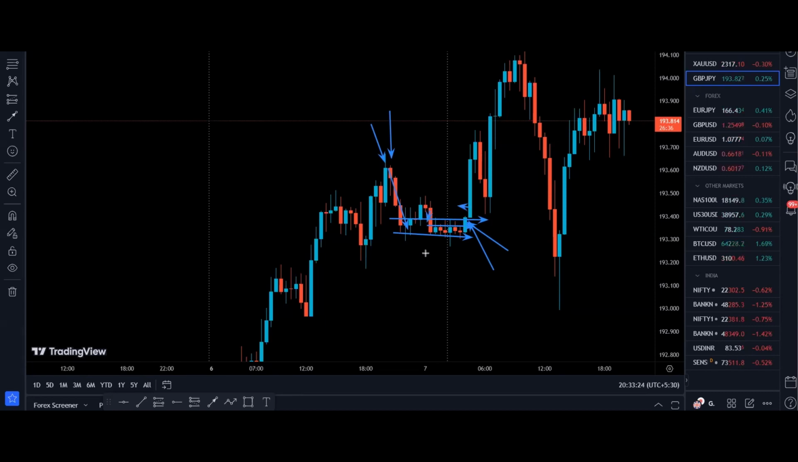Now all this is happening during the Asian session. So if you're trading the Asian session, you could exploit this opportunity and take the long trades targeting this new high created by the price.